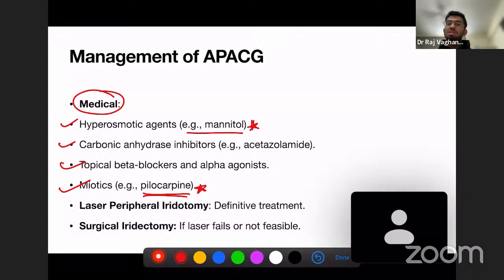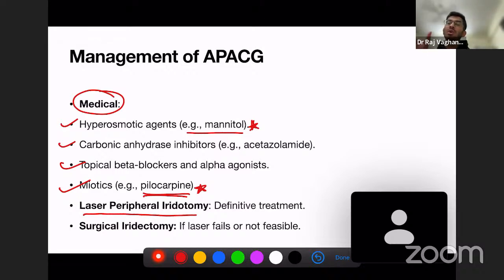Now you can also do a laser surgery, which is a laser peripheral iridotomy. So you are making a cut in the iris. Iridotomy means you're making a cut in the iris such that the aqueous humor gets a path to flow towards the trabecular meshwork. So it is known as laser peripheral iridotomy. It is a definitive treatment, and you can also do surgical iridectomy.